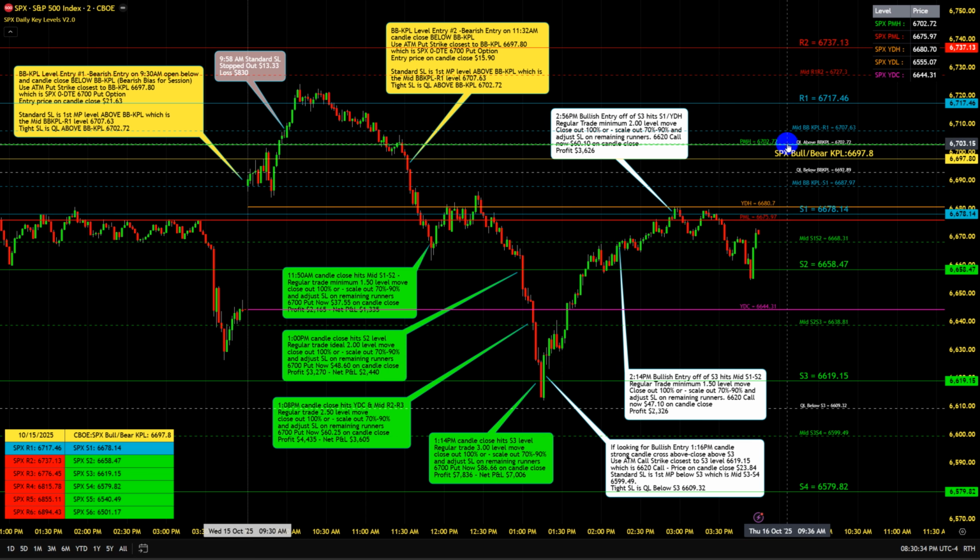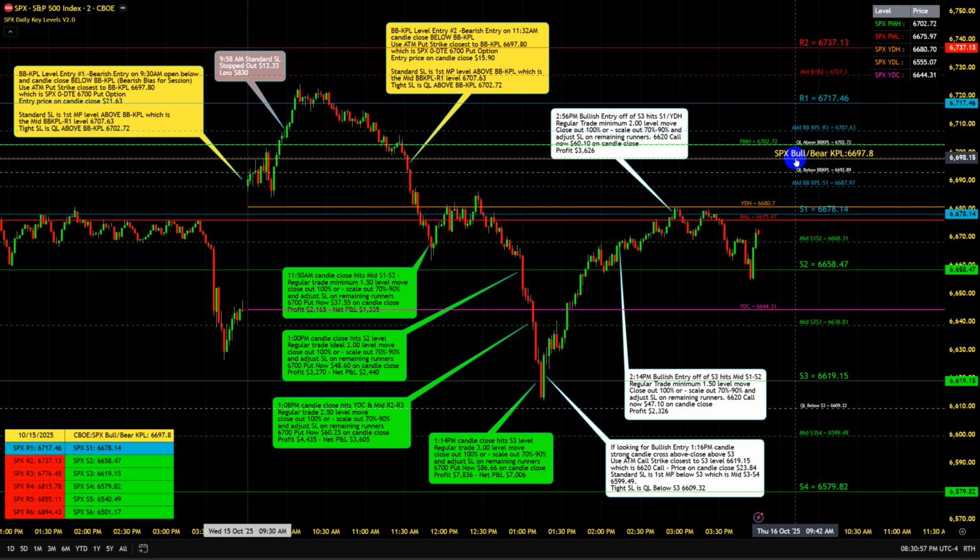And it's the same thing for the QL levels. If you prefer to use a tight stop loss on a bearish play from the bull bear KPL, then the QL above is your tight stop loss. Whereas on a bullish play from the bull bear KPL, your tight stop loss on that bullish play would be the QL below.